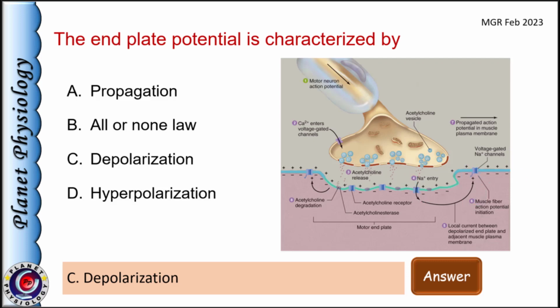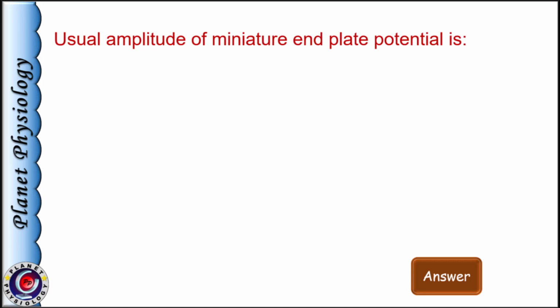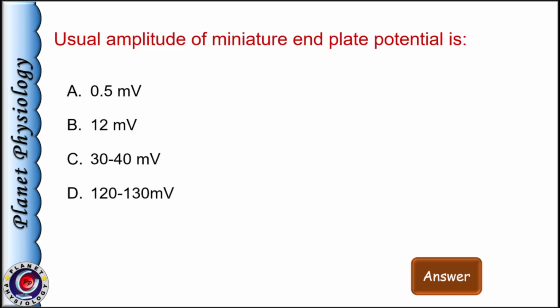Next question. Usual amplitude of miniature end plate potential is A. 0.5 millivolt, B. 12 millivolt, C. 30 to 40 millivolts, and D. 120 to 130 millivolts.